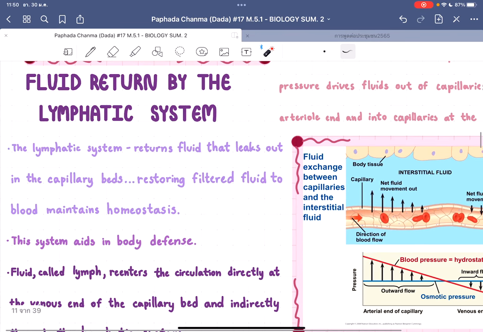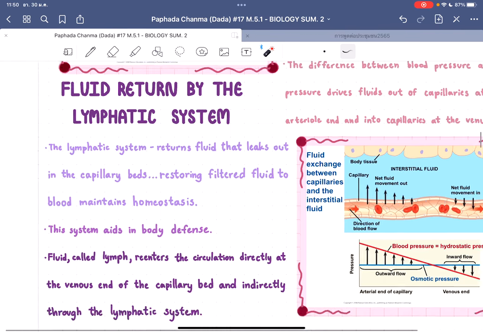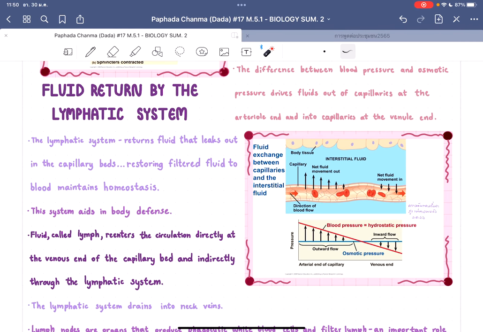Blood return by the lymphatic system. The lymphatic system returns fluid that leaks out in the capillary beds, restoring filtered fluid to the blood and maintaining homeostasis.